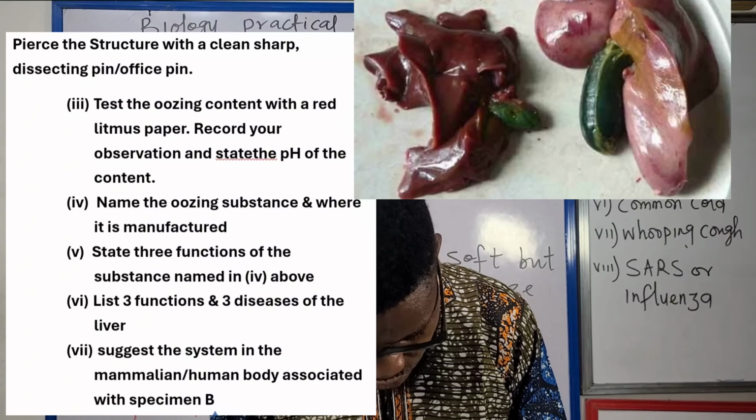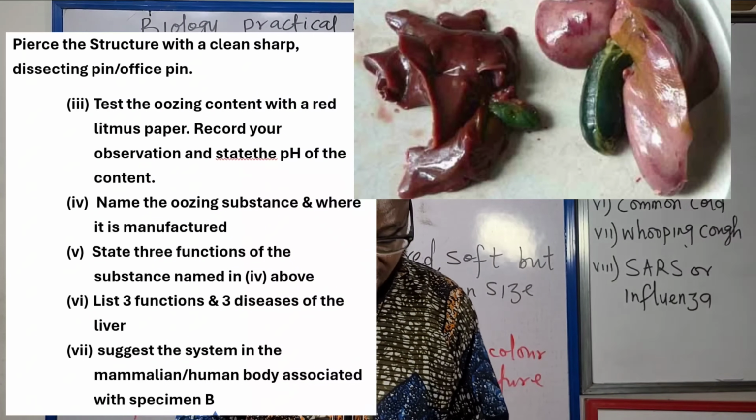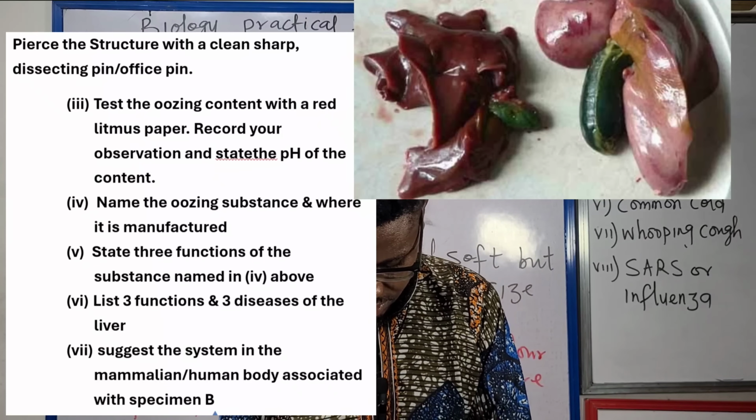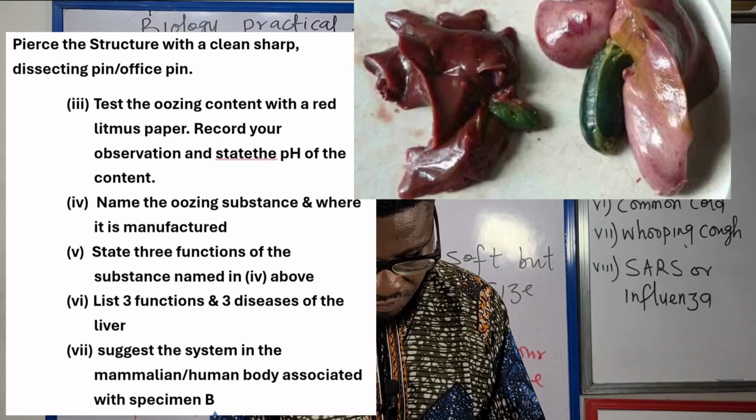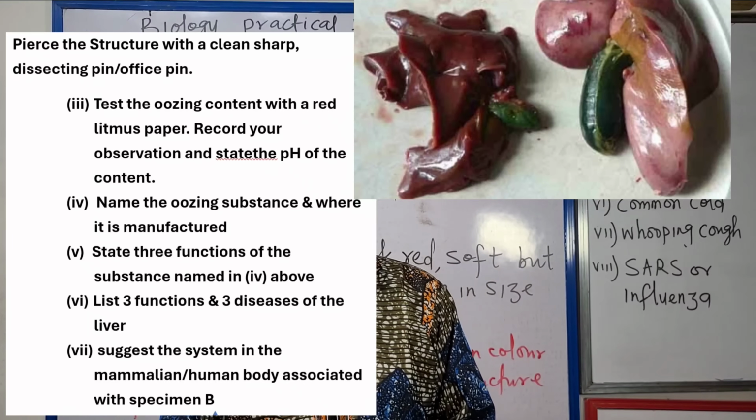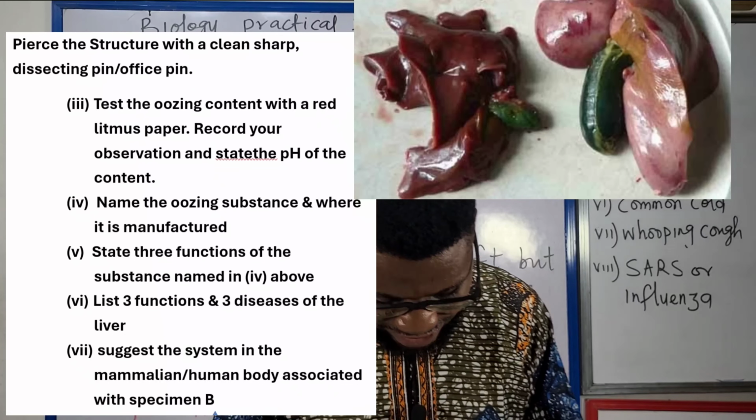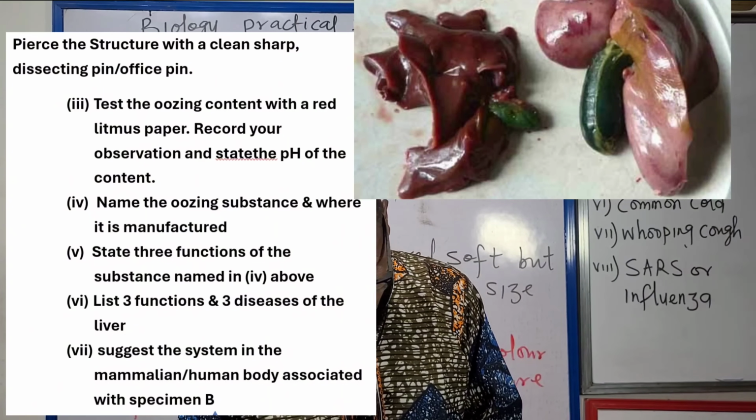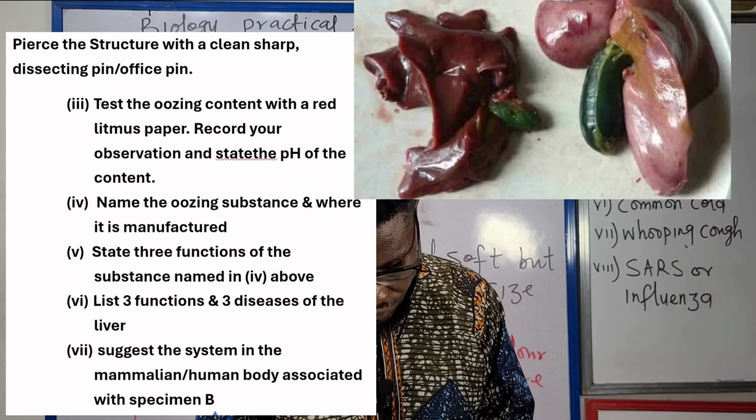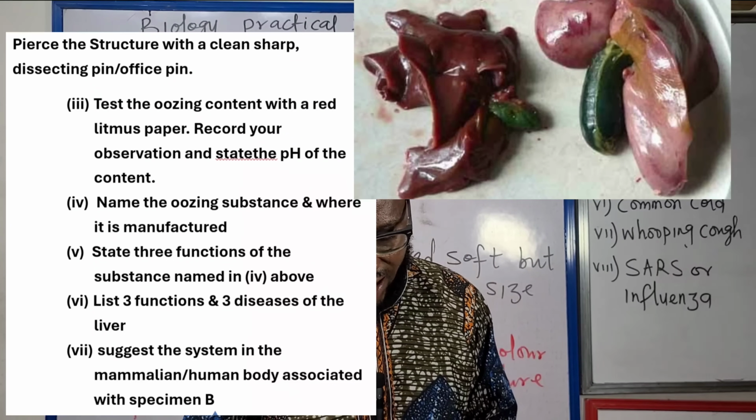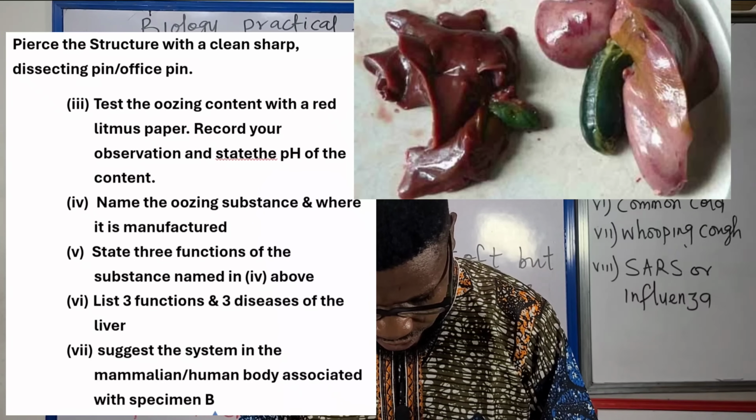Now, they said name the oozing substance and where it is manufactured. The oozing substance here is bile, and it is manufactured in the liver. The oozing substance here is what? Bile, and it is manufactured in the liver. Then Roman figure 5, we were told to state 3 functions of the substance that we have named. So it's like asking us the functions of bile. That's the substance we have named.